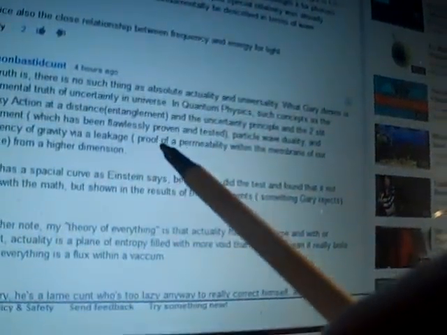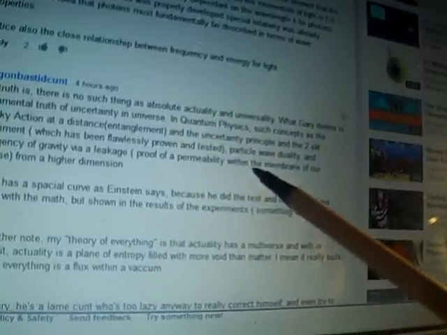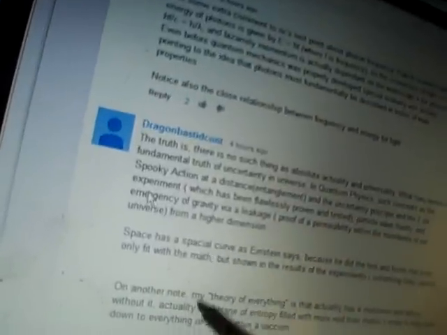Emergence of gravity via leakage. Well, isn't that interesting? Gravity via leakage. I never even heard of that. Photons are leaking, and that's what's creating gravity? Proof of a... I love this. It's all proven. Proven, flawless. I mean, what a fuckhead. Presumably within the membrane of our universe. The membrane of our universe. Oh, man. So you've proven the existence of the universal membrane. Oh, anyway. From a higher dimension. Anyway, alright, I shouldn't waste this much time because this is really sounding like religion now.